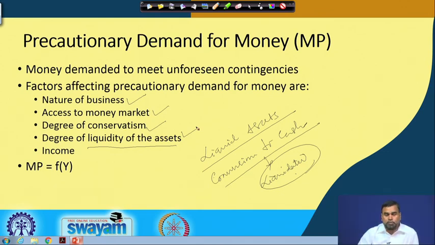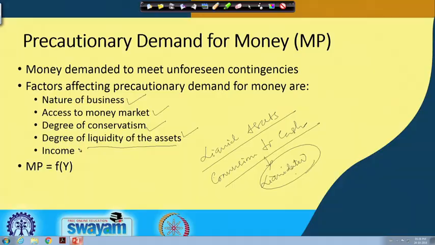If the degree of liquidity is more, then obviously the precautionary demand for money will decline. If the degree of liquidity is less, then the precautionary demand for money will increase, because at any time of requirement they can sell an asset which can be easily converted into cash, and repay their loans or fulfill their requirements. But if the assets they are holding are not that liquid, then they have to keep certain money with them for the precautionary reason.